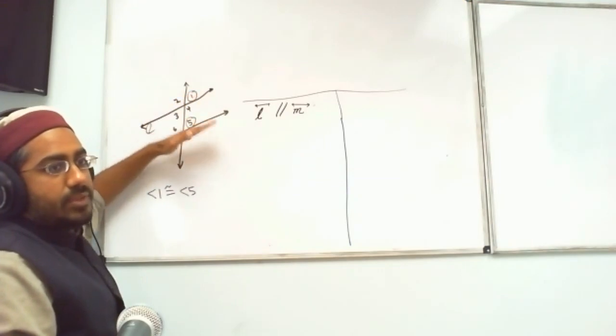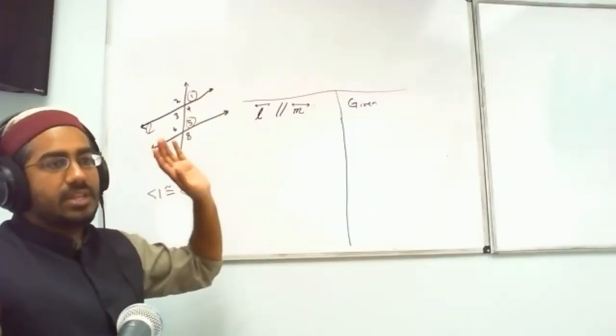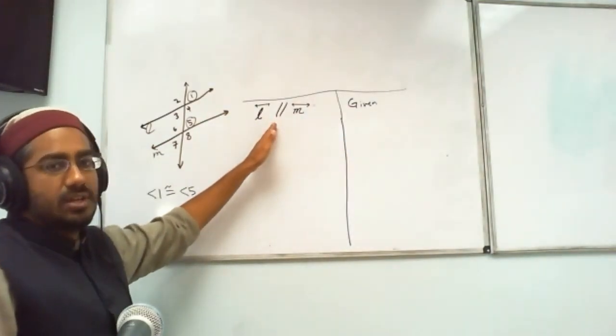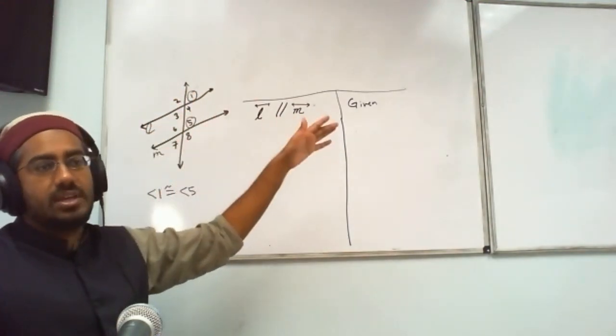Lines L and M are given parallel. Given, right? What does given mean? It's like what's your given in a question, so they tell it to you. It's not something we have to figure out. They're telling us that these two lines are parallel and they're cut by a transversal. They're giving us that information. That's what's given.